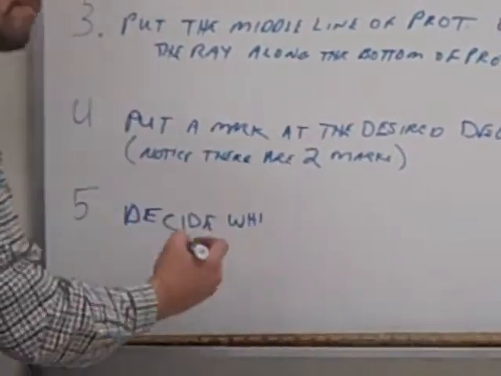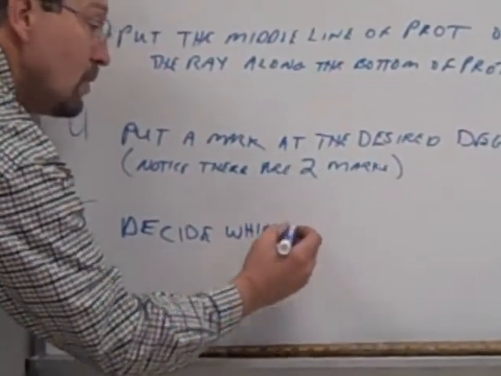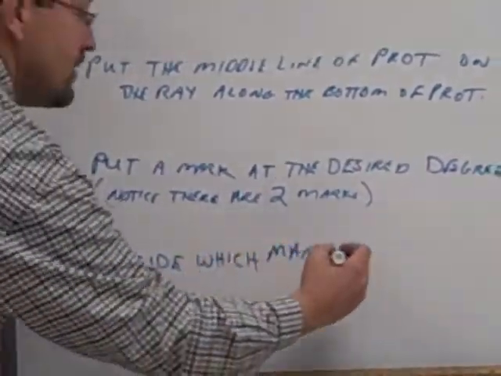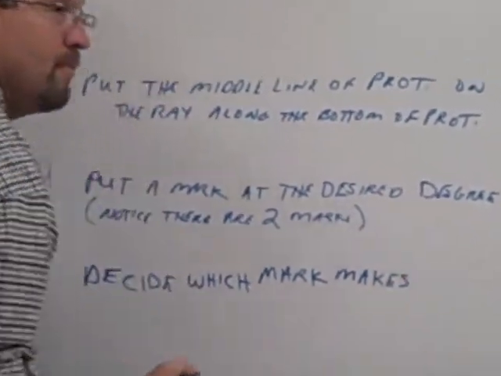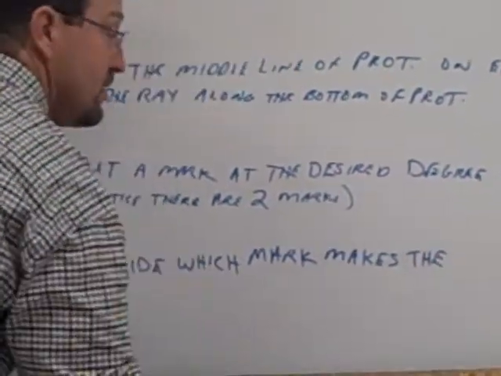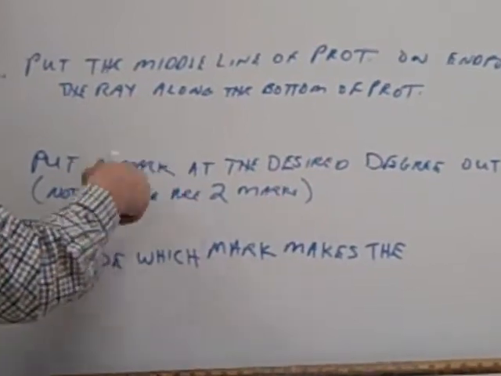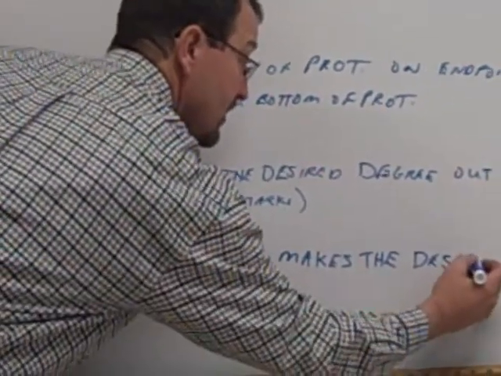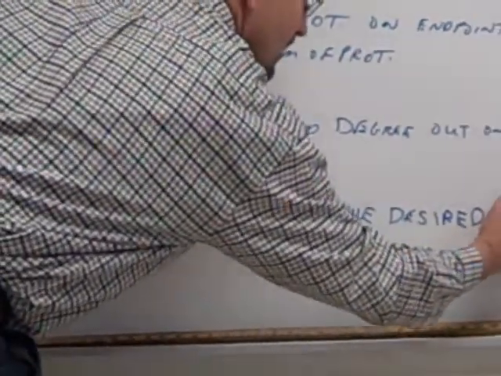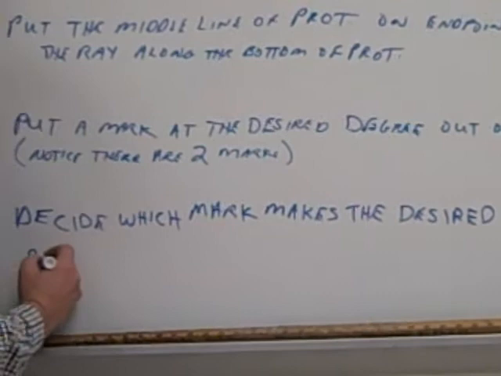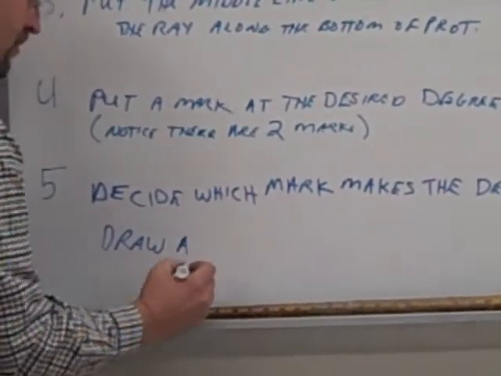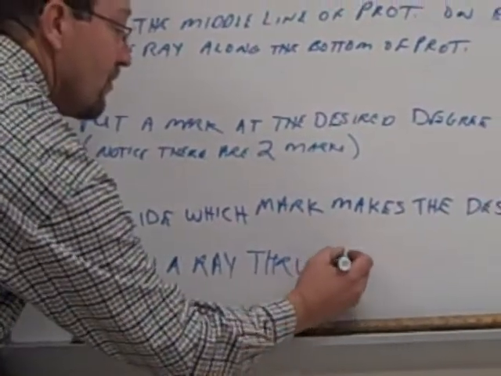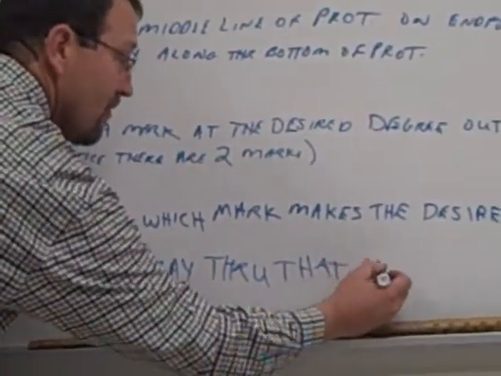Decide which mark to use. Which one makes sense? Which makes the right angle? Makes the decision. The desired angle. Draw a ray through that mark.